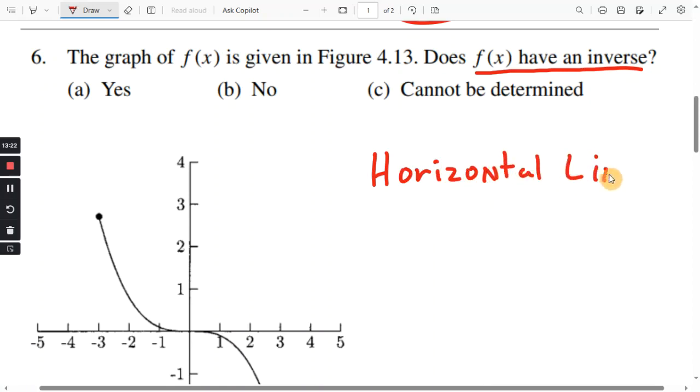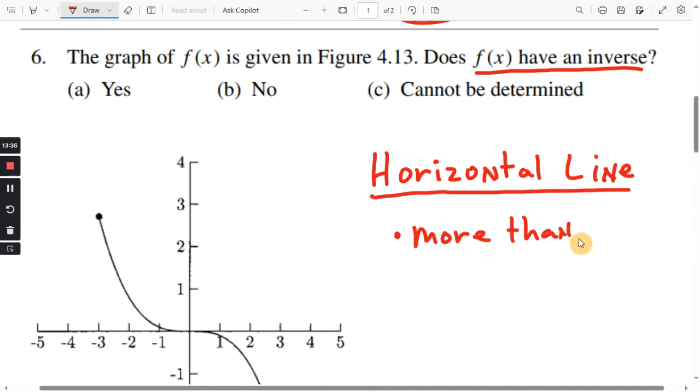All right, a vertical line tests if it's a function, but the horizontal line tests if it has an inverse. And if it intersects at any point more than once, then it's no. All right, so we have to use the horizontal line test.